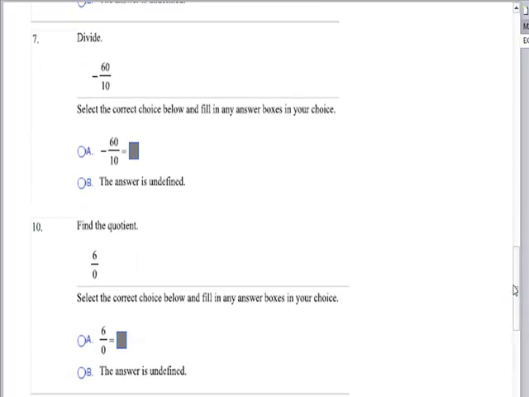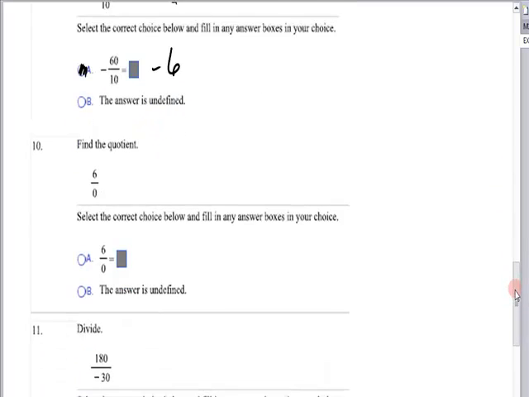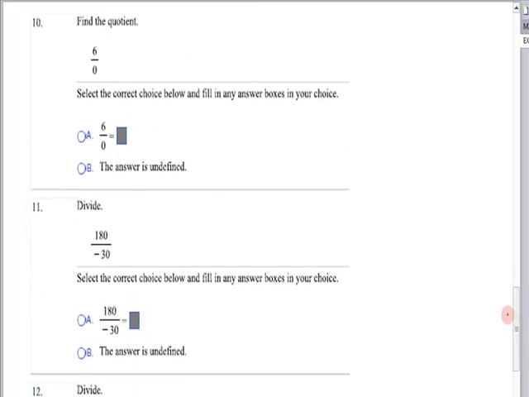Number 7. This one is a little bit different. This negative sign out in front simply is going to travel with this. And the quotient of 60 divided by 10 is 6. So that's a little bit different. Negative 6.